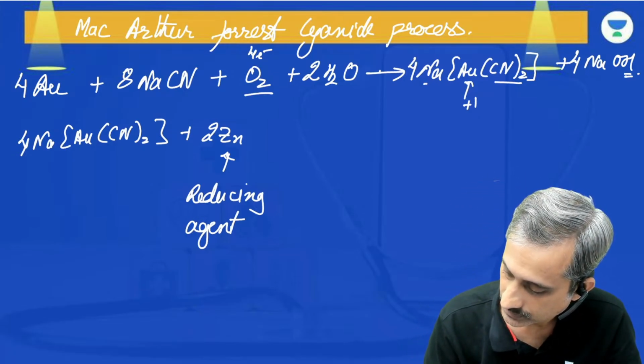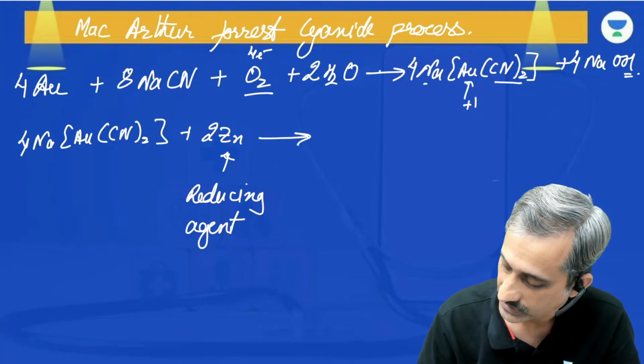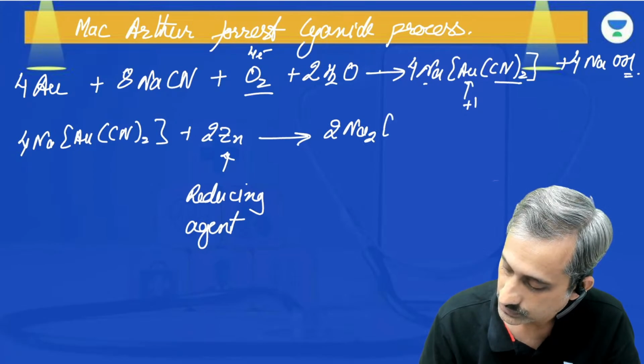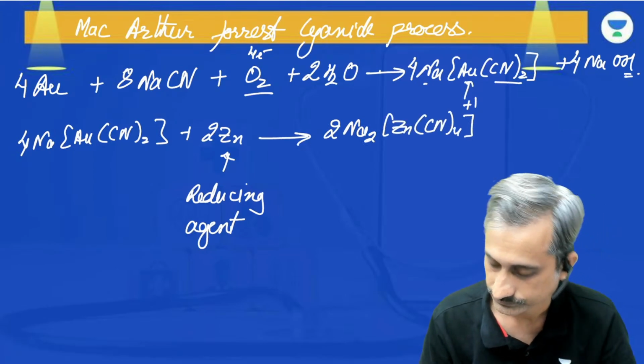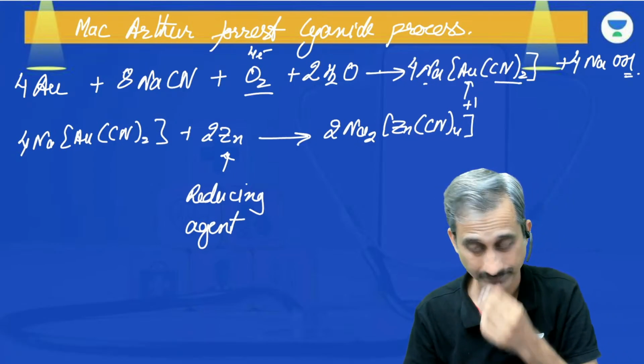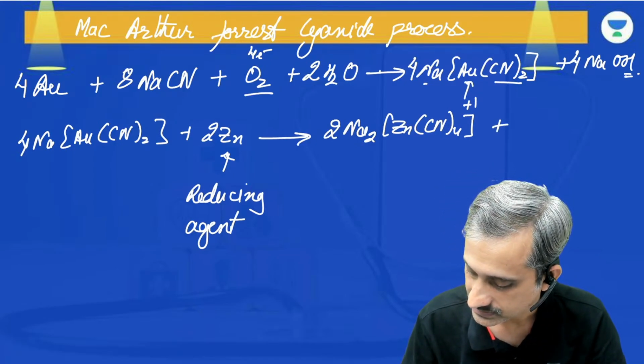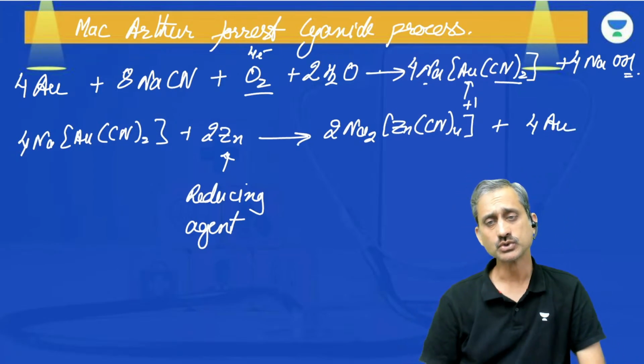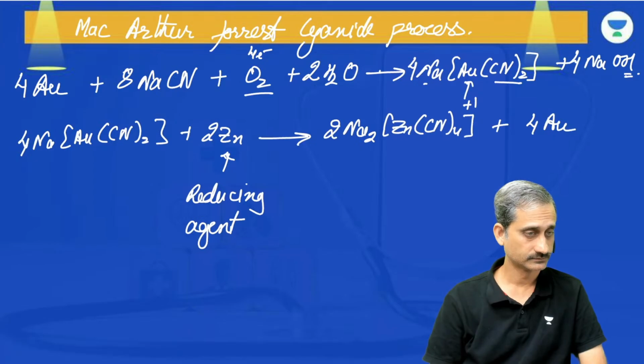Okay. This zinc becomes the reducing agent and we get Na2Zn(CN)4. Okay. Plus 4Au. Now the same process can be used for silver as well.